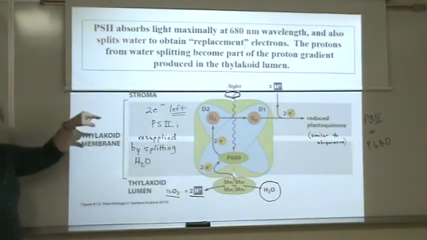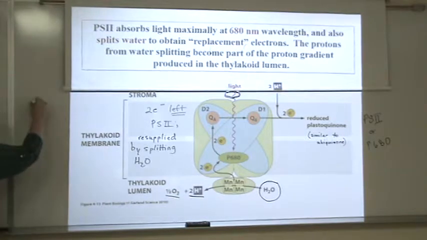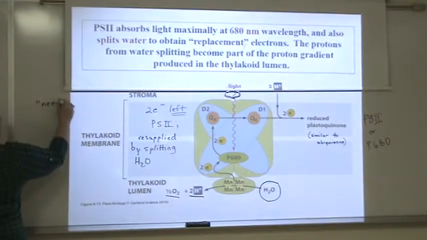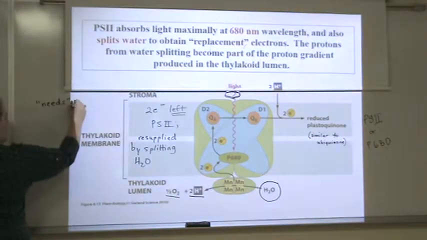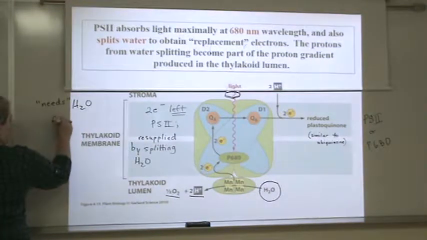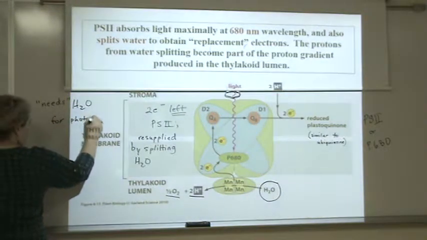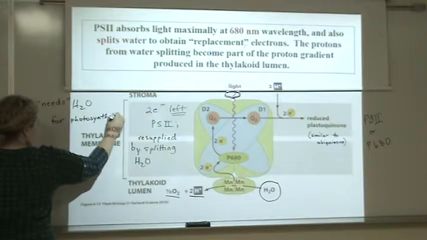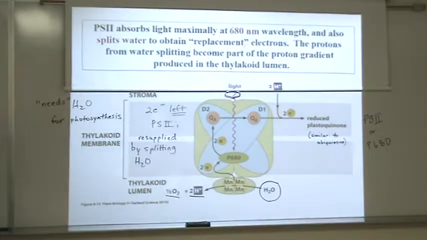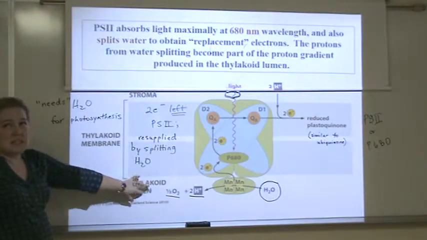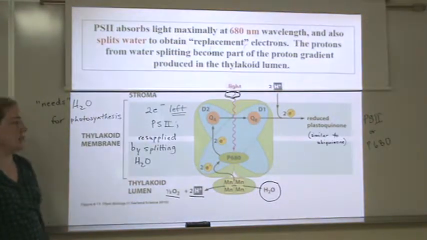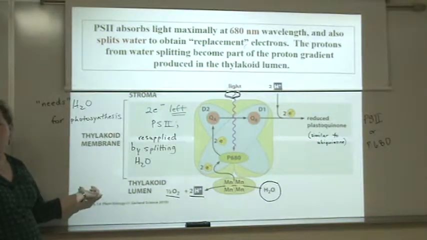So this place right here, this is the place that the plant needs water to do photosynthesis. This is where water is involved. And water in photosynthesis is a source of replacement electrons, or to resupply electrons. What's oxygen doing in this?